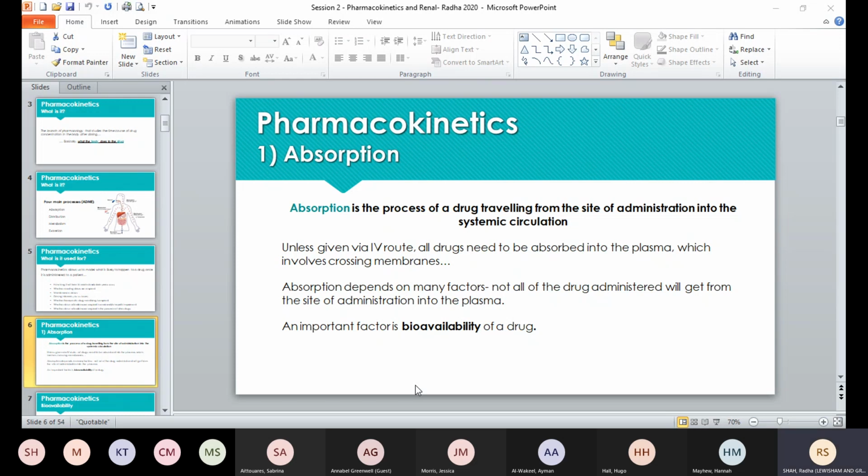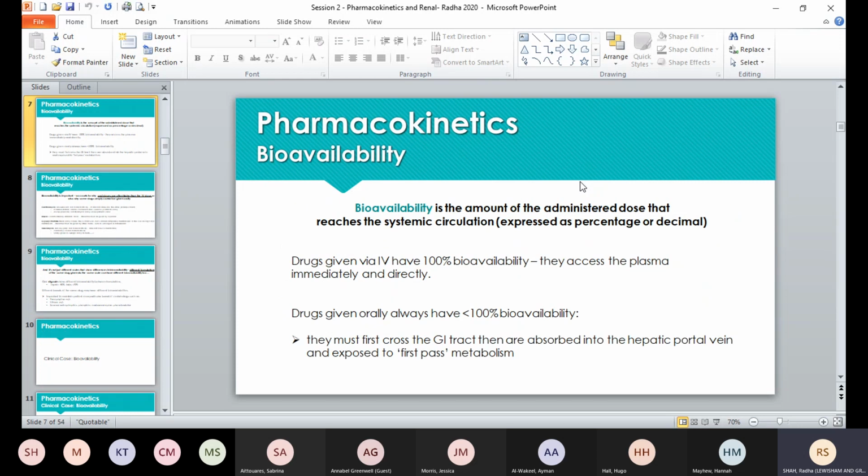Okay. Well, I'll go through what bioavailability means. So bioavailability is the amount of the administered dose that reaches the systemic circulation. So let's say all IV drugs have 100% bioavailability. So the dose that is in that syringe will go straight into the plasma immediately and directly, and so you have 100% bioavailability.